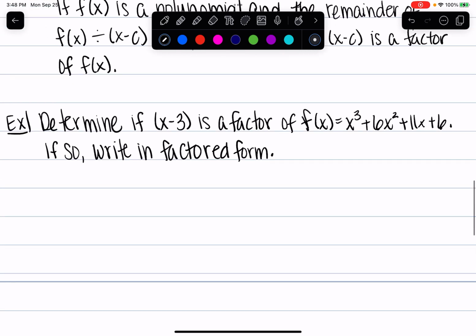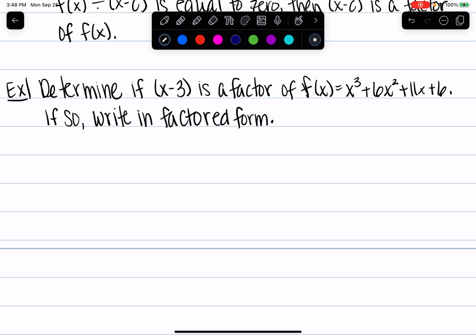Okay, so in this case, we want to see if this is a factor. So on my shelf is going to go -3. Or no, not -3, sorry, +3. And then I'm going to look at my polynomial. We go from cubed to squared to 1 to none. So that is going to be 1, 6, 11, and 6.